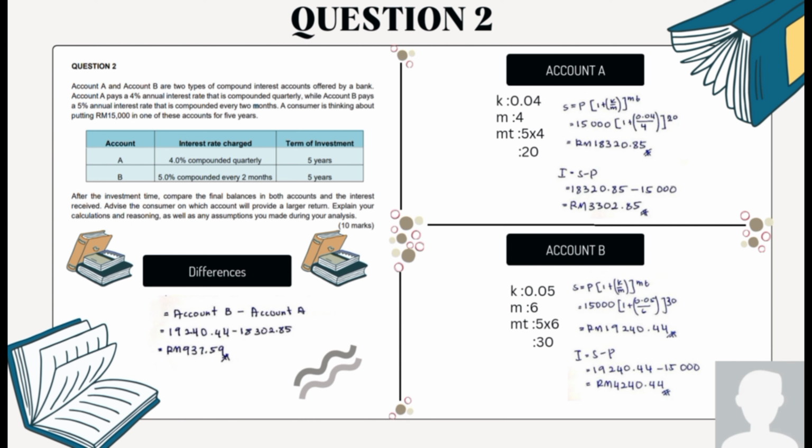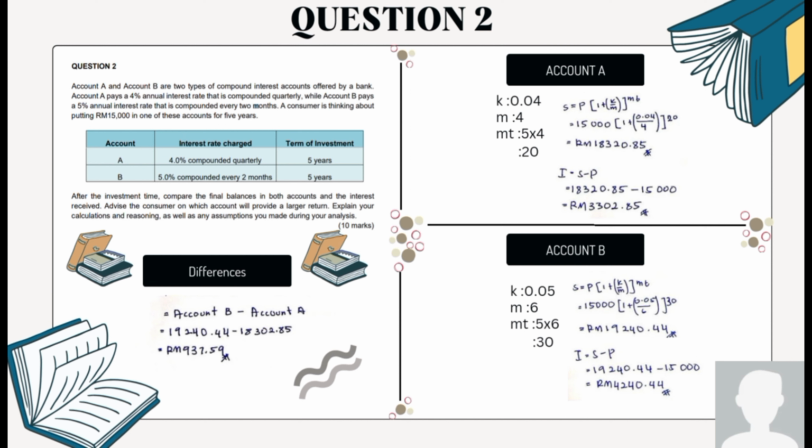And then to find the future value for account A, we must use the formula F equal to P times (1 plus K divided by M) raised to the power of M times T. And then put all the information into that formula, and then calculate it on the calculator. And then we got RM 18,220.85. To find the interest received for account A, we must use the formula I equal to S minus P.